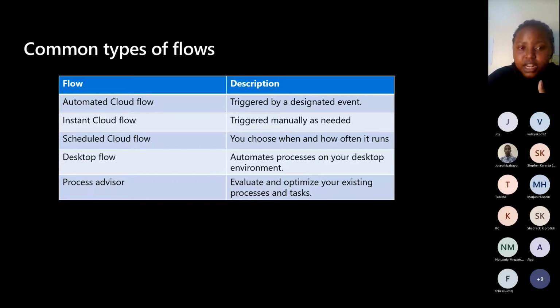This is the instant cloud flow. This is triggered manually as needed. So you go to the Power Automate Studio, then you trigger that event. That will be an instant cloud flow. Scheduled cloud flow, you choose when and how often it runs. Desktop flow, you automate processes on your desktop environment. That is, you download your desktop app, and you can choose the flow for the desktop flow.